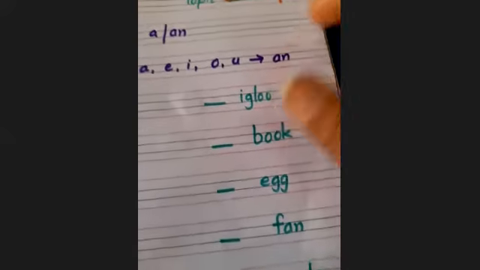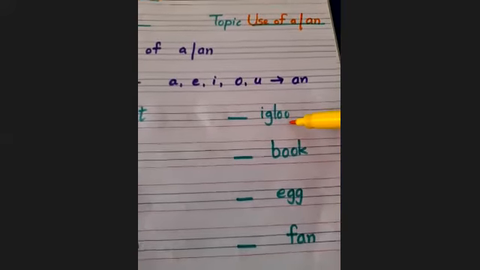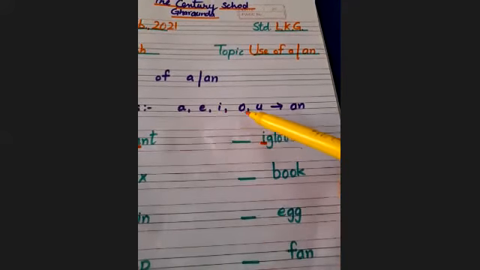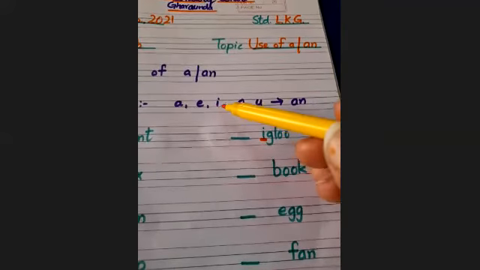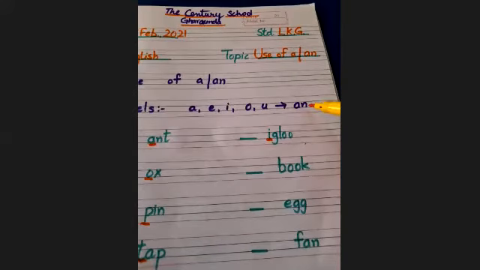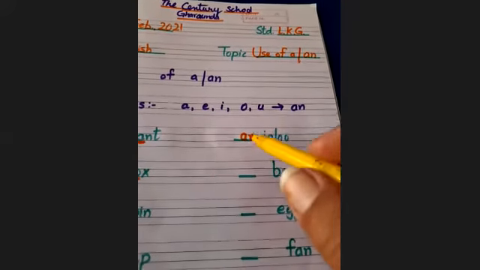Our next word is I, G, L, double O, igloo. Now see carefully. The first letter is I. A, E, I, O, U. These are five vowels. This is I, and this is also I. I is a vowel. We use AN with this vowel. An igloo.